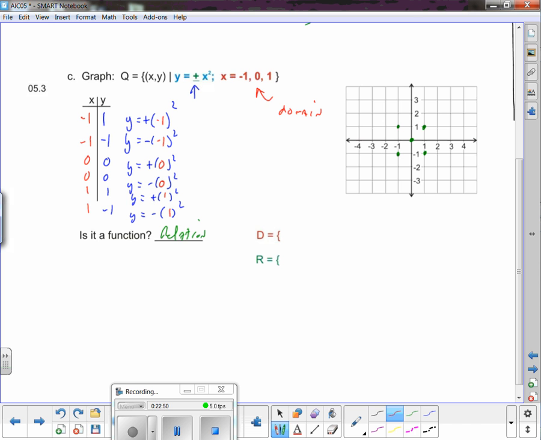All right, could you write the domain? Well, again, it's negative 1, 0, 1, right? We don't repeat anything twice. What does the range end up being? What's the range? Say it if you know it. It's also negative 1, 0, 1, right? And that one, the range and domain ended up the same.